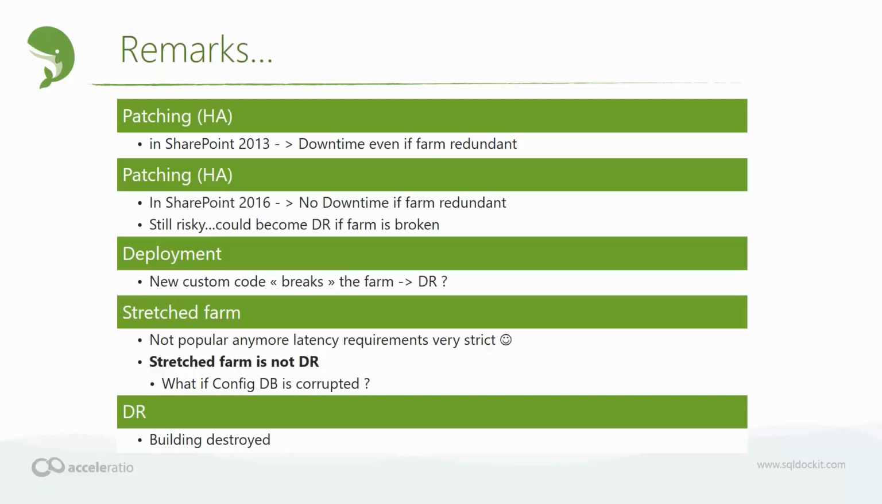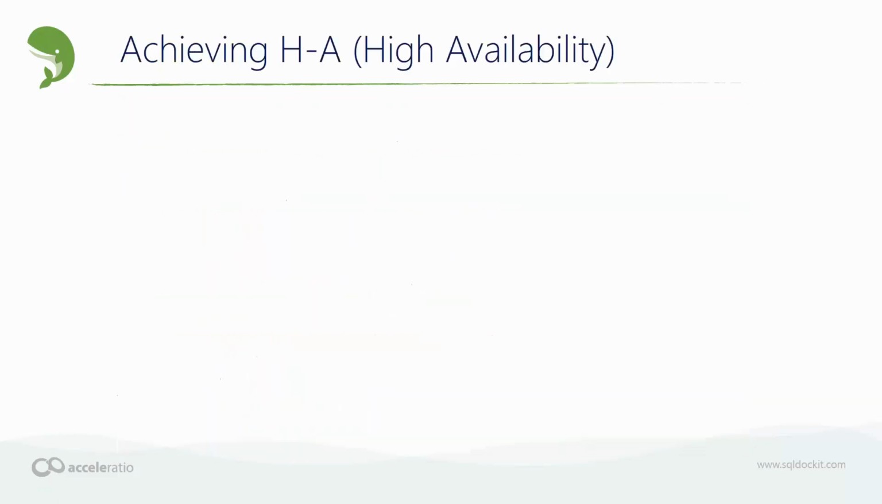However, in the real world, patching is risky. So in an HA situation, patching could become a DR because, well, you know, things happen. Your farm could be broken, so be ready for that. Also, deployment. If you deploy server-side code, your server-side code might corrupt your farm. This happens as well, so this could become a DR situation.